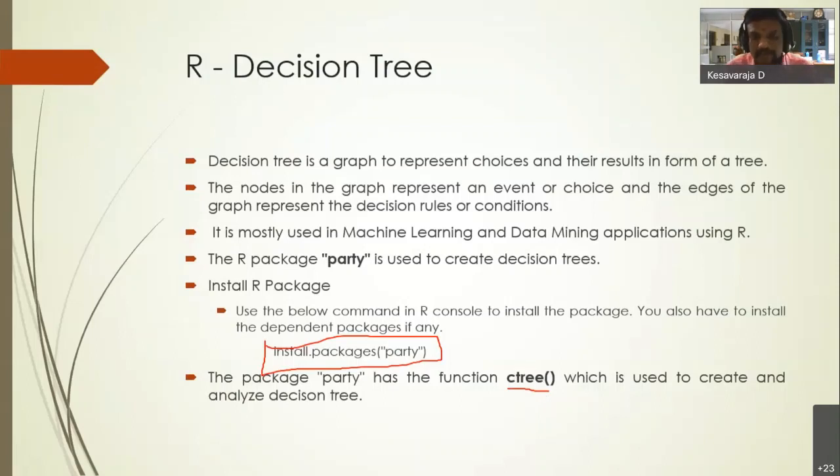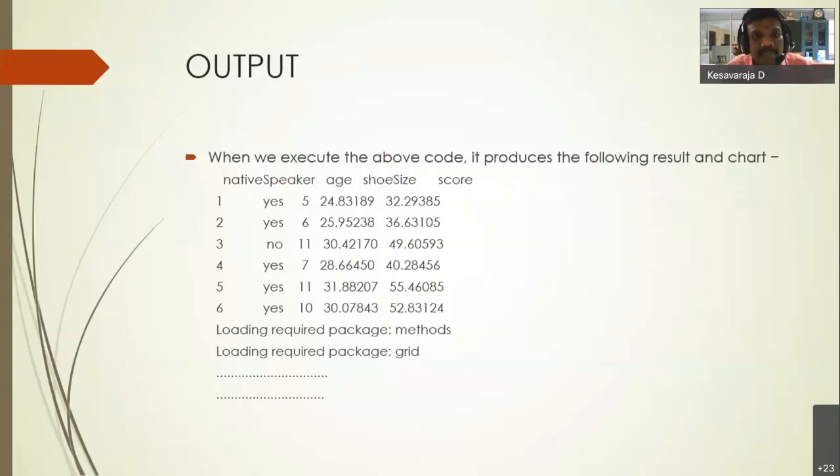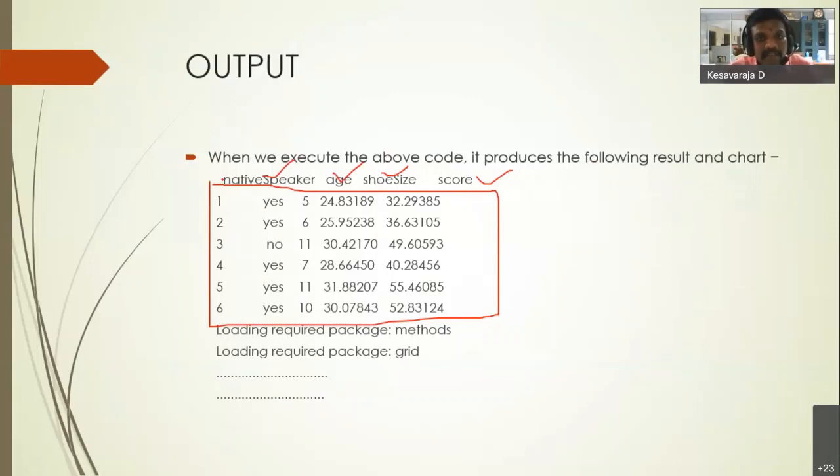After installing, go to the menu install and then click party. The party package is installed. Then use the method library party, so the complete party package along with its data is loaded. Then print head of readingSkills. The entire column is printed: native speaker yes or no, age, shoe size, and a score. This is the readingSkills table available inside the party package.